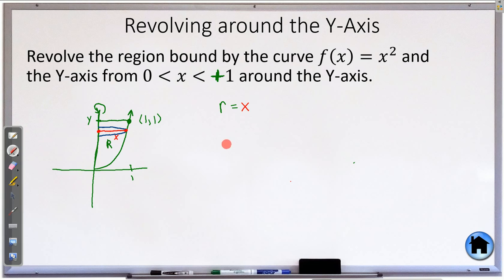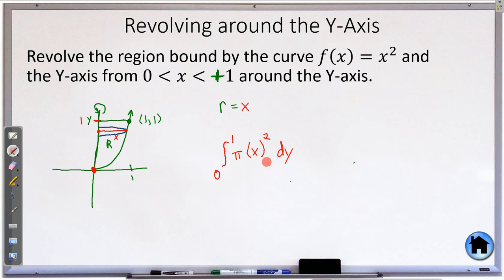And so our formula becomes pi r, which is x, squared dy, because we are going vertically. And we're going to start down here at 0 is where our cross sections start. And they go up all the way to y equals 1.